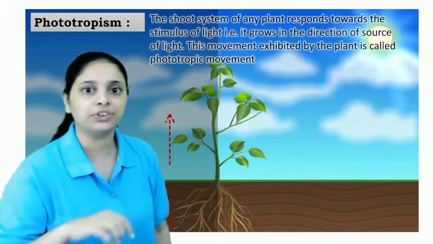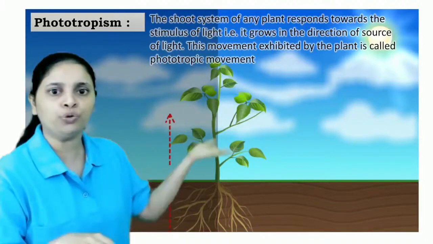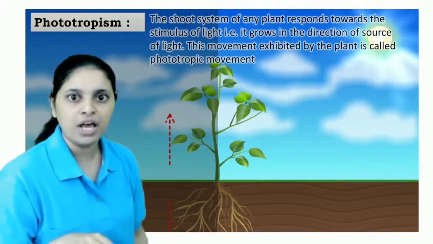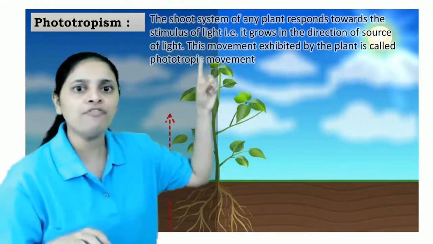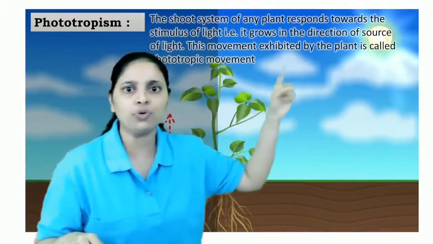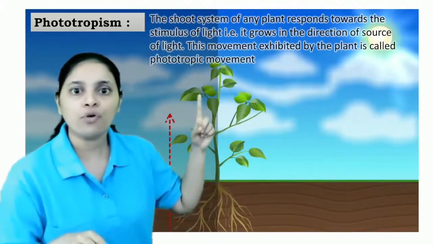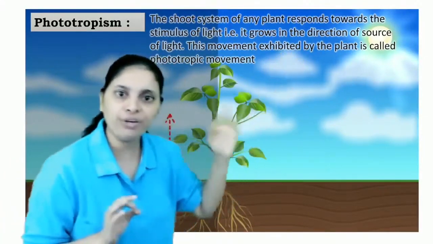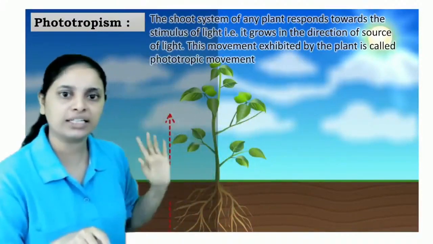तो अभी हम इसका mechanism समझेंगे. So the shoot system of any plant, this is the shoot system. ये ऊपर above the soil surface जो भी है ये shoot system है, and below the ground whatever you can see, this is the root system. So the shoot system of any plant responds towards the stimulus of light. Here the shoot grows in the direction of the source of light. This movement exhibited by the plant is called phototropic movement. Okay? अब ध्यान से समझना है. Light is the stimulus. External environmental factor है.